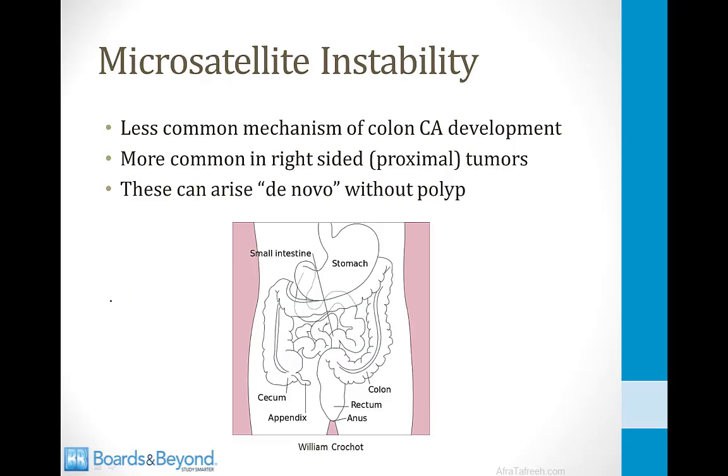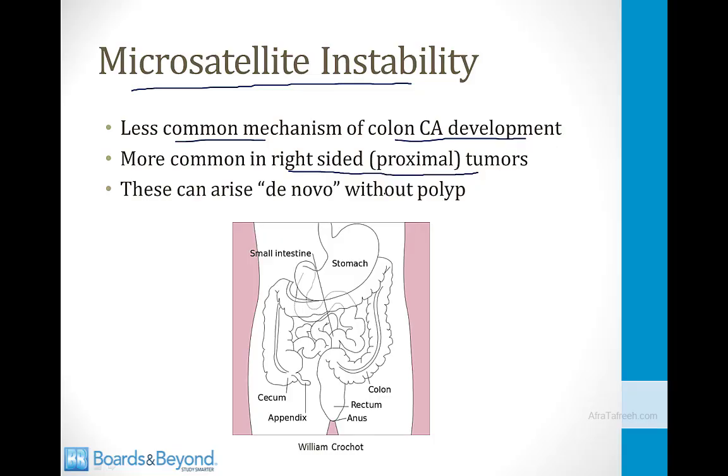So as I told you before, there are two genetic pathways you should know that can lead to the development of colon cancer. We just talked about the adenoma carcinoma sequence, or the chromosomal instability pathway. Now I'm going to talk about the other pathway that leads to colon cancer. That's called the microsatellite instability pathway. This is a less common mechanism of colon cancer development. It is not as common as the adenoma carcinoma sequence. And this is more common in right-sided or proximal tumors.